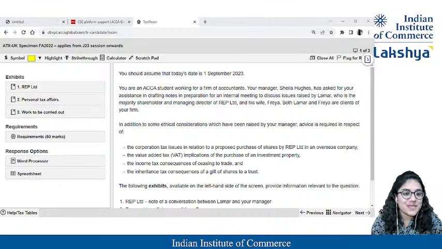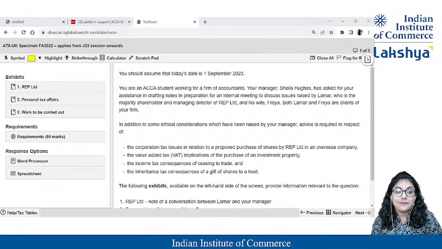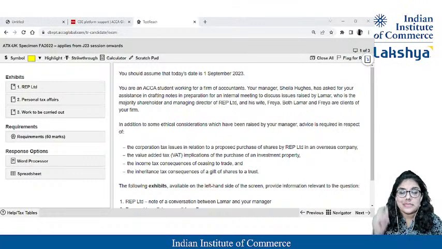So how can the question be small? Obviously it is not going to be. So we have to take those things into consideration. And if you check, this is the first question, which is section A.